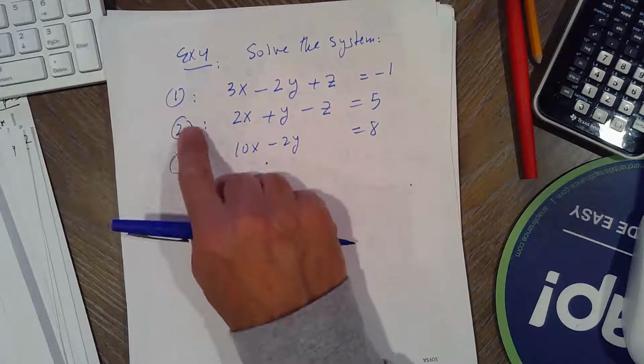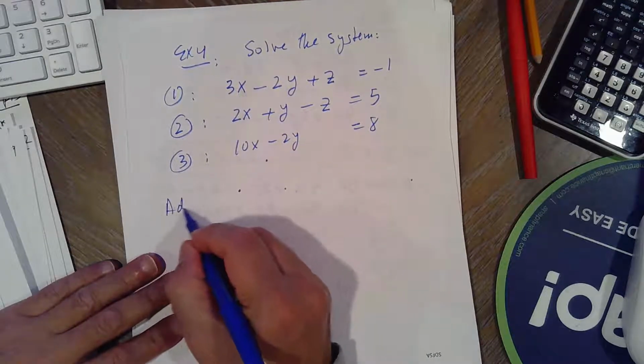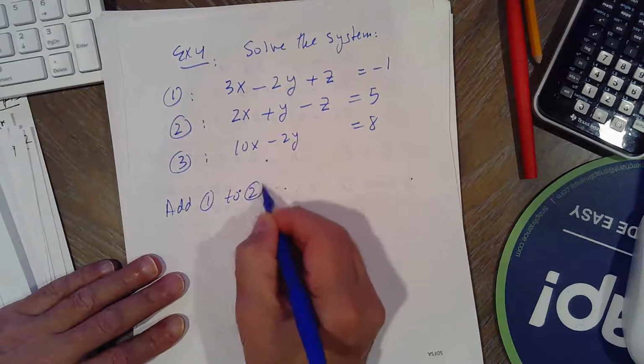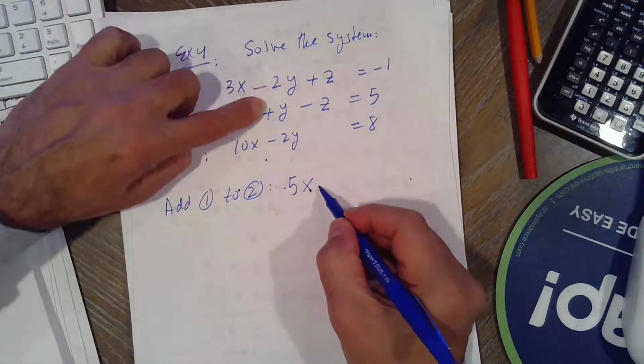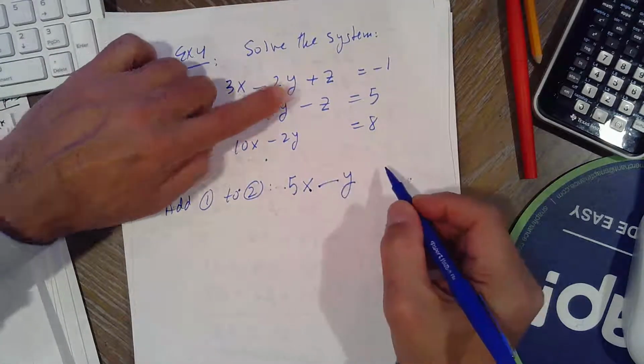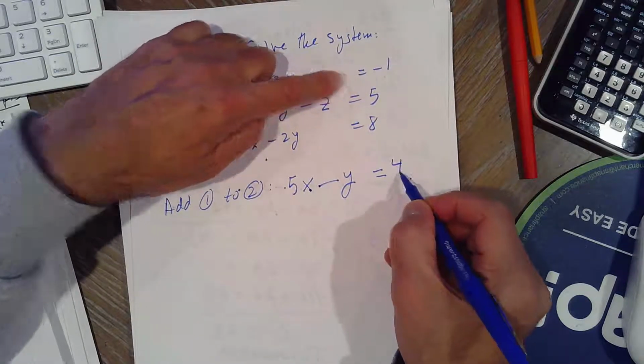We're going to add equation 1 and 2 to eliminate z to have x and y again. So add 1 to 2. 3x plus 2x is 5x. Negative 2y plus y is negative y. Z's cancel out. 5 plus negative 1 is 4.